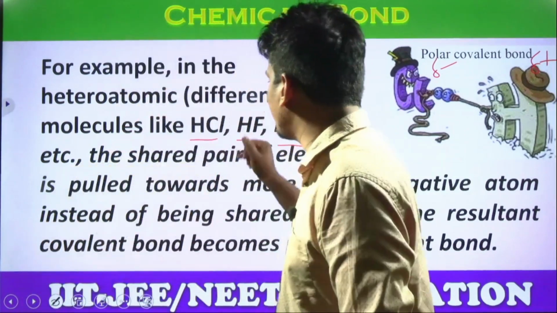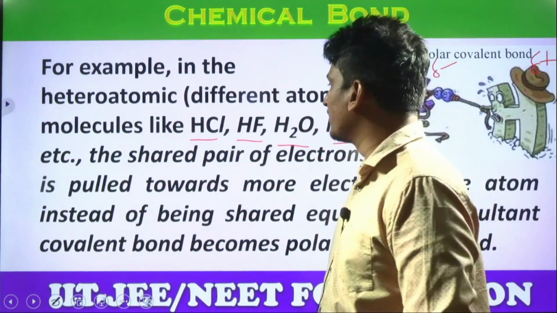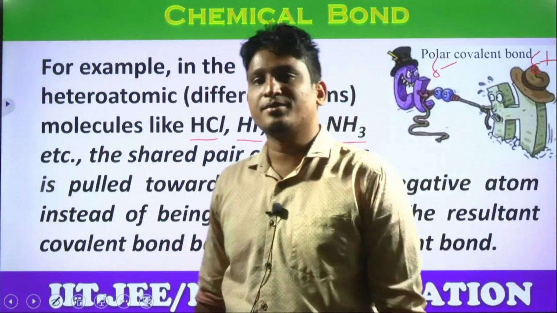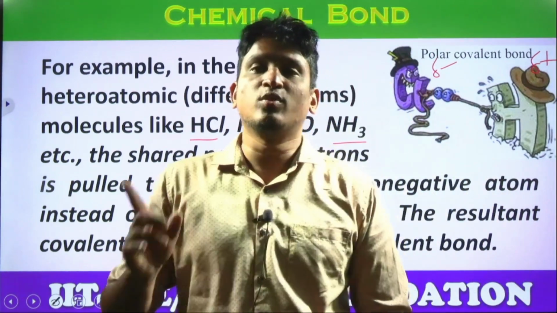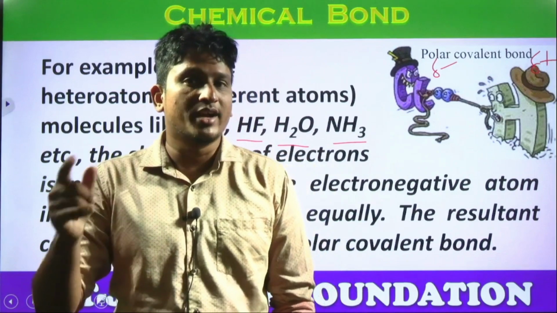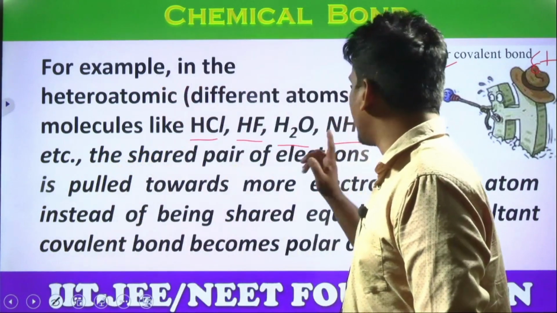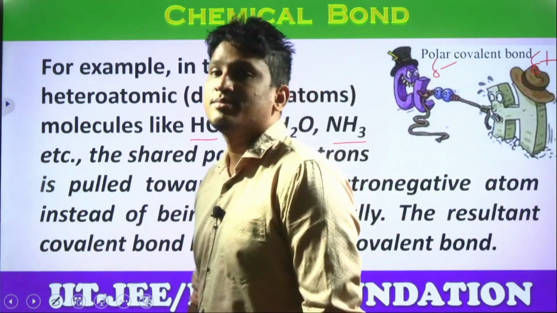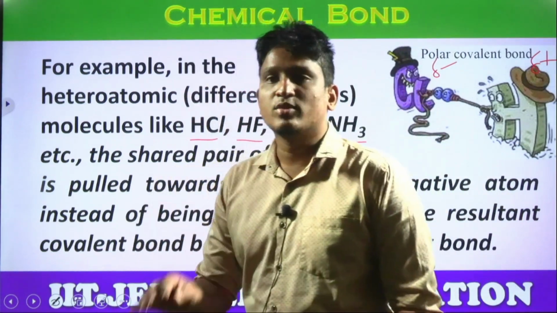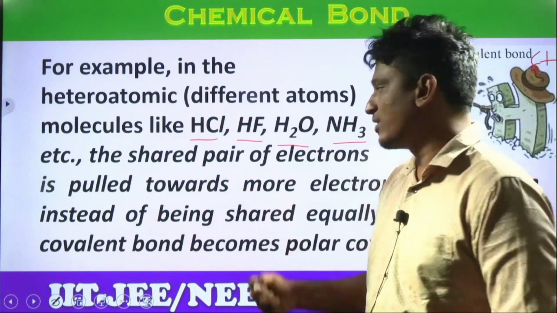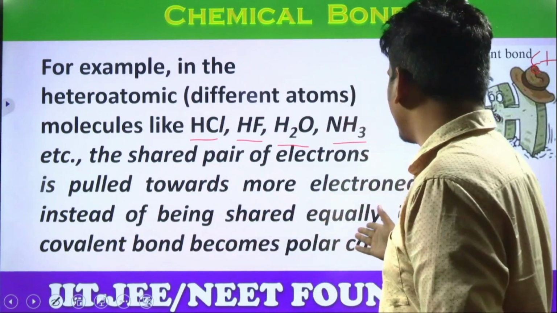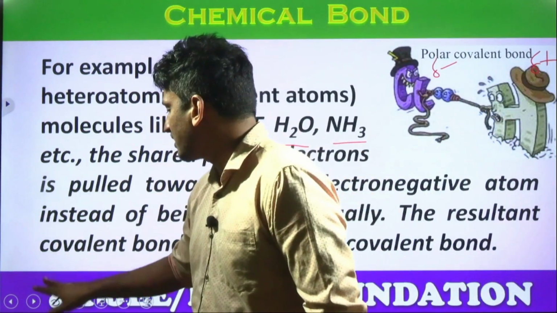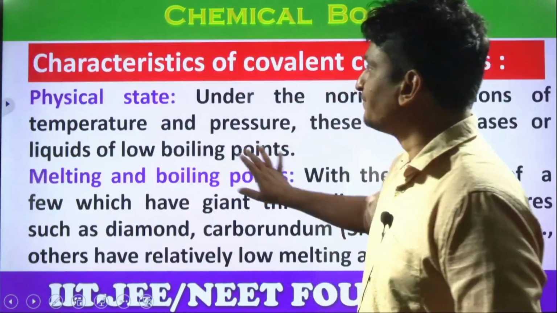Now in the given examples, you answer: HF, which is more electronegative? Fluorine. H2O is there. Yes, oxygen is more electronegative. That's why water also comes under polar covalent bond, that leads to hydrogen bonding, students. And NH3, which is more electronegative? Nitrogen. So in all these heteroatomic examples, we can expect polar covalent bonding. What is polarity? Getting partial positive and negative charges. So instead of being shared equally, the resultant covalent bond becomes polar, right? Correct. So that's the difference between polar and non-polar.